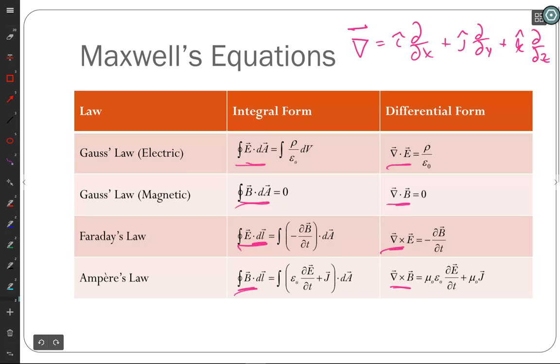This del cross E is called the curl. So this here would be read: the curl of the electric field is equal to minus the rate at which the magnetic field is changing. And the curl of the magnetic field is equal to this here times the rate at which the electric field is changing, plus J, the current density.